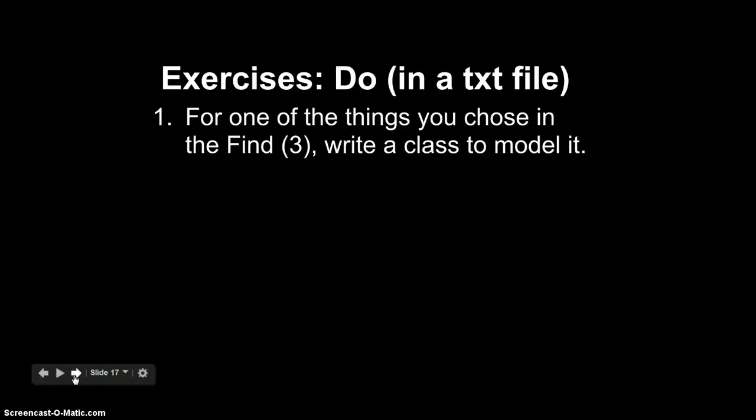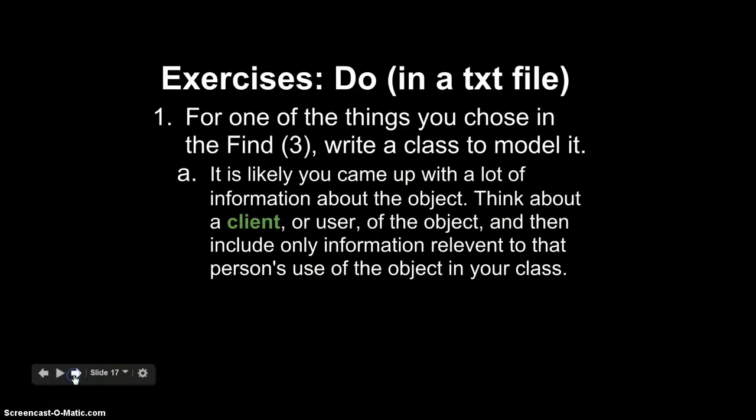Okay? And then, from the previous exercise, write a class to model one of the things you chose, more if you're an overachiever. But what I want you to think about is, think about an actual user of the object, then include information only relevant to that person's use of your object. So, if I'm a banana farmer, I might care about a banana's weight, but if I'm a banana consumer, I might care about the calories that it has. So think about things like that. Different people need objects for different reasons, and write your class likewise.